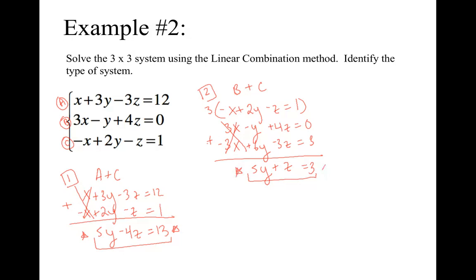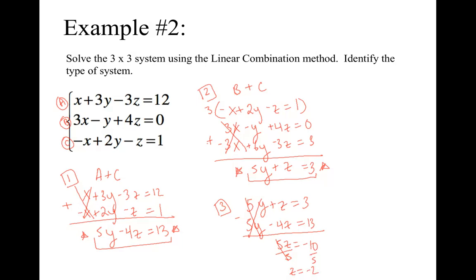Okay. So now in my next step, just like I did before, I'm going to put those two that I starred together. And let's see what we can get rid of. Do we need to multiply through by anything? What does it look like I can get rid of pretty quickly here? y. I'll just subtract. Those go away. z minus negative 4z is 5z. 3 minus 13 is negative 10. Divide by 5, divide by 5, z equals negative 2.